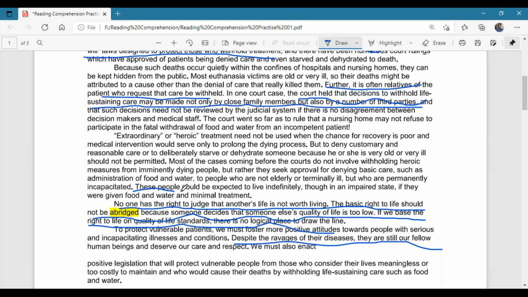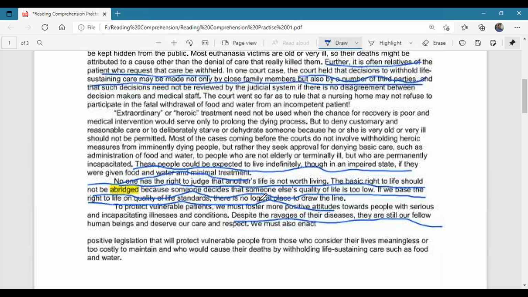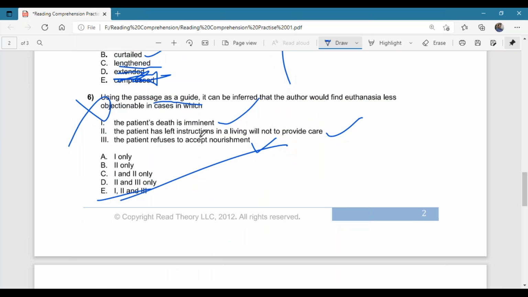Okay, see. These people could be expected to live indefinitely, though in an impaired state, if they were given food, water, and minimal treatment. Others think it is wrong to deny care. So if the patient could continue to live indefinitely, in the sense that the patient requests to, this means that the author finds it less objectionable. Definitely. The patient could continue to live indefinitely if given the customary care. So this means the author should find it less objectionable to deny care to someone terminally ill who refuses treatment. This definitely supports statement 1, because when the patient's death is imminent, when it is sure that the patient is going to die.